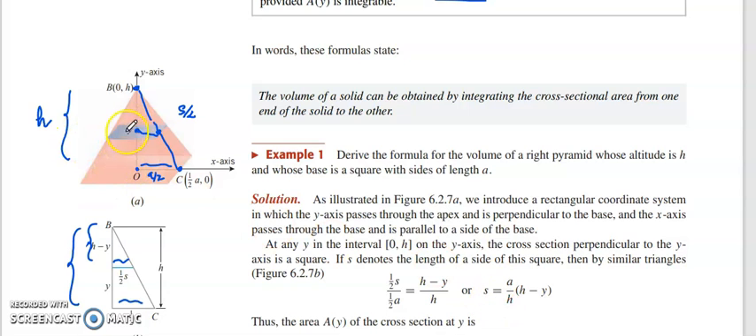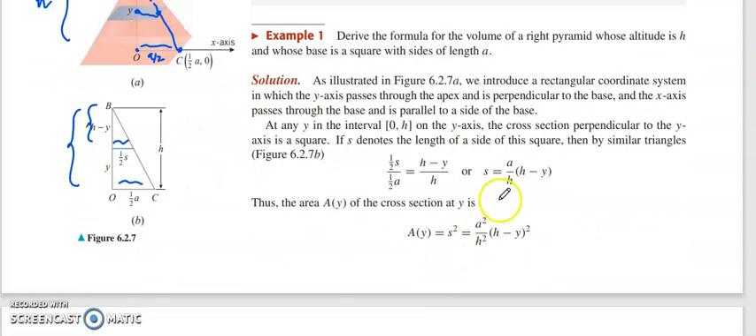Now let us find the cross-sectional area. We got the side of the square, and the area of the square will be the square of the side. So the area is s squared, which will be a squared by h squared times h minus y, the whole squared. So the area of the cross section A(y) will be equal to s squared.